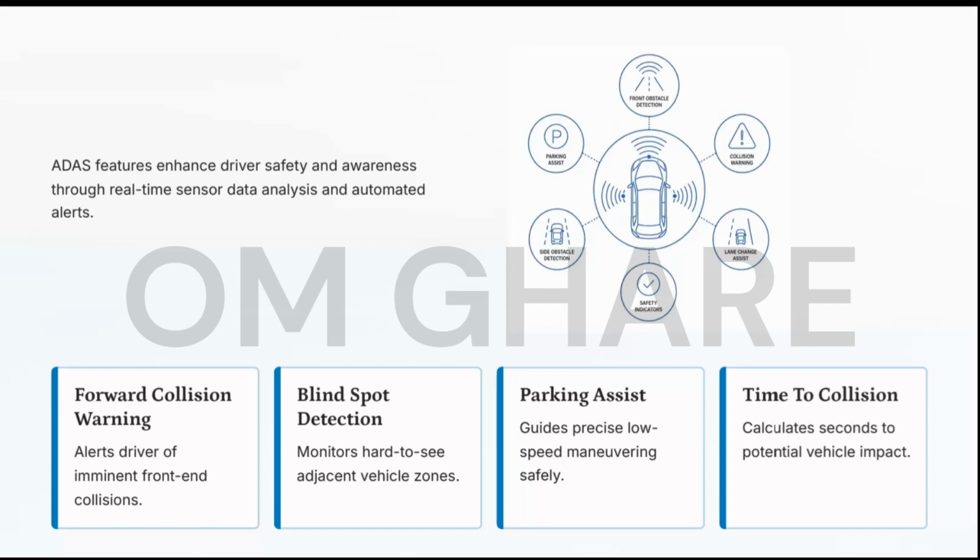Finally, the project also implements time to collision, or TTC. Instead of considering only the distance, the system estimates how much time remains before the impact based on the current speed and the obstacle distance. This makes the warning system more intelligent. Although commercial vehicles use radars, cameras, and lidars, our prototype demonstrates the same engineering concepts using ultrasonic sensors.